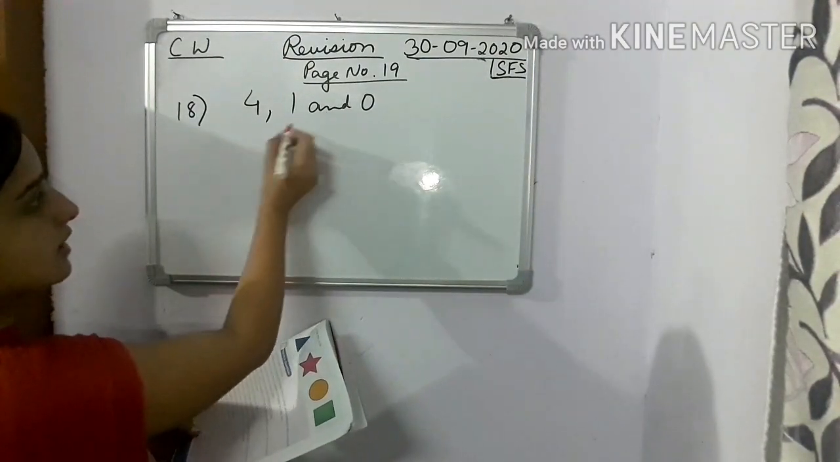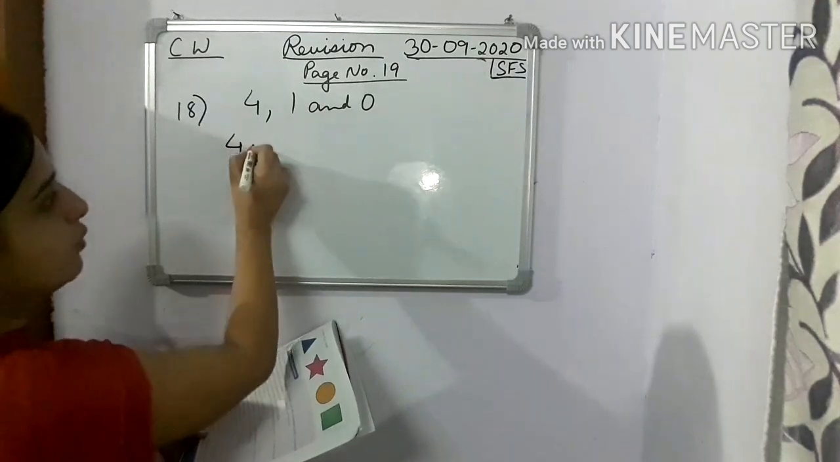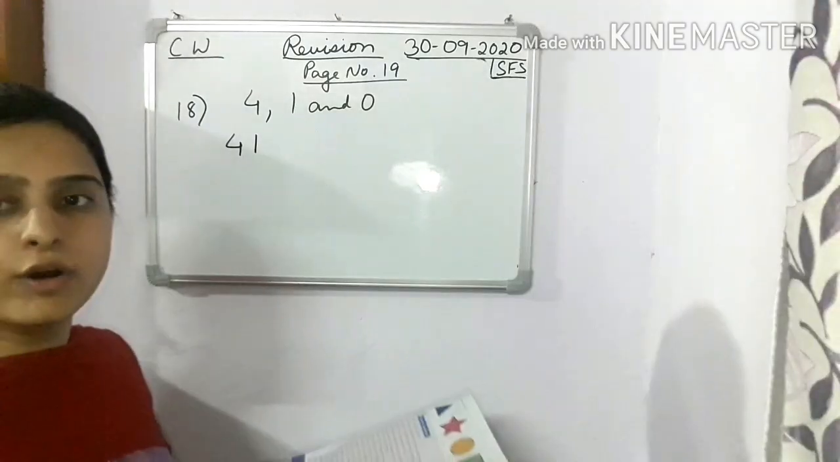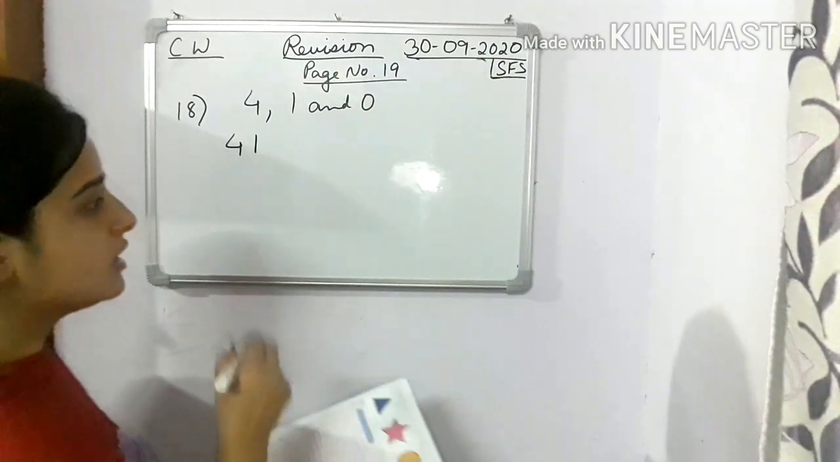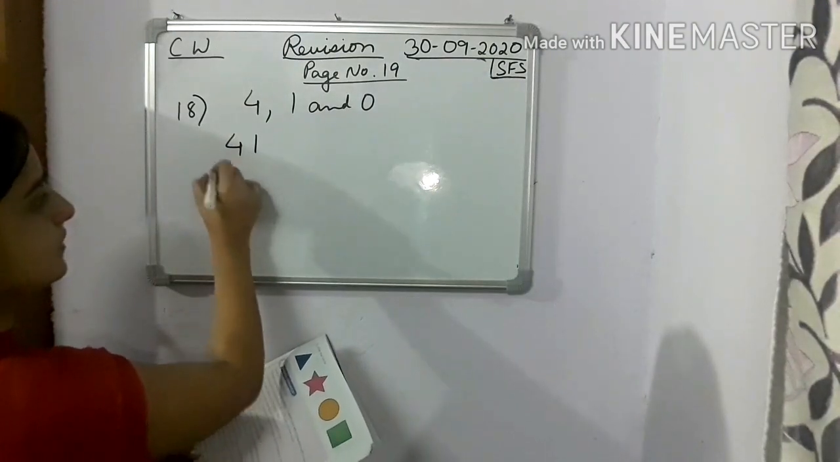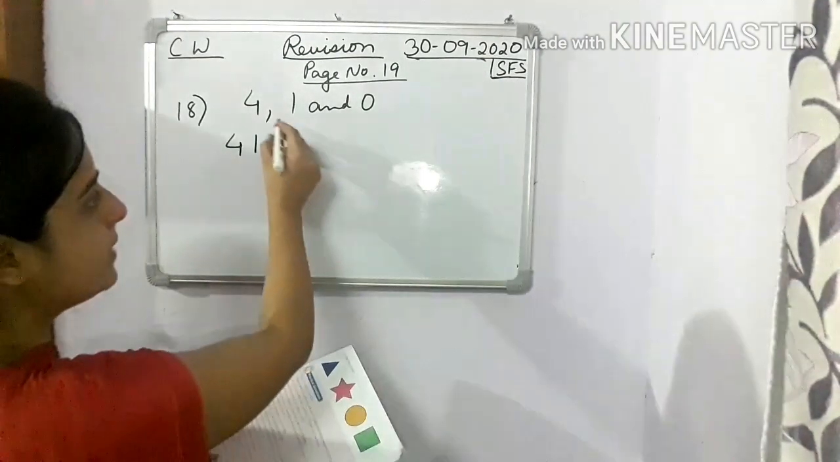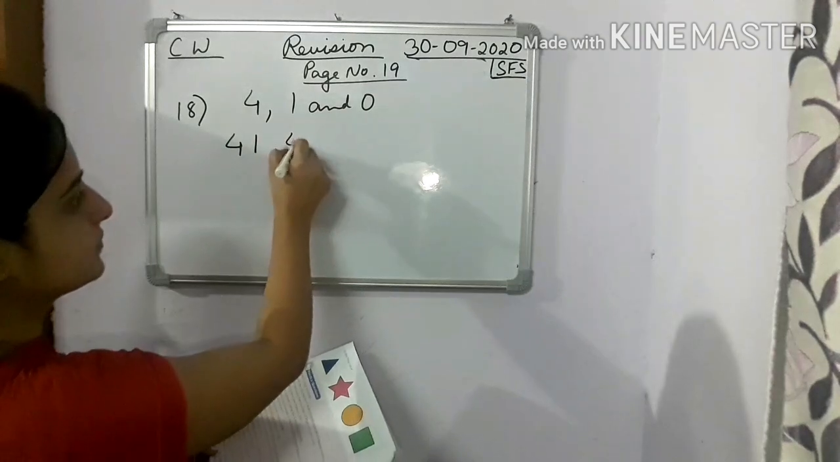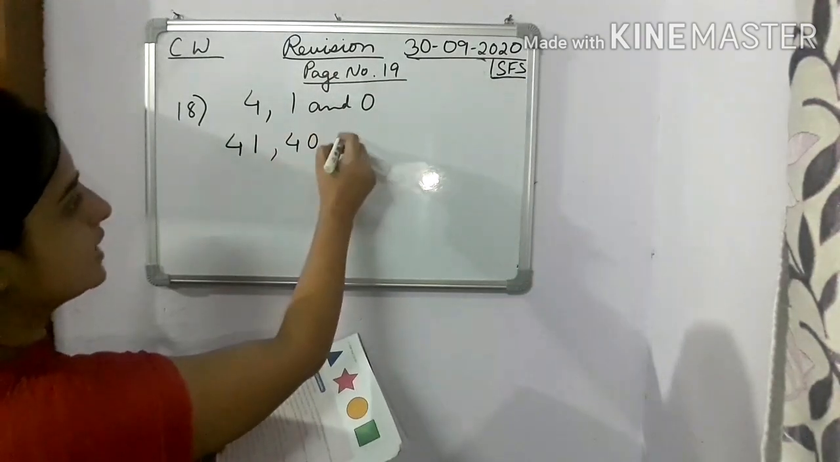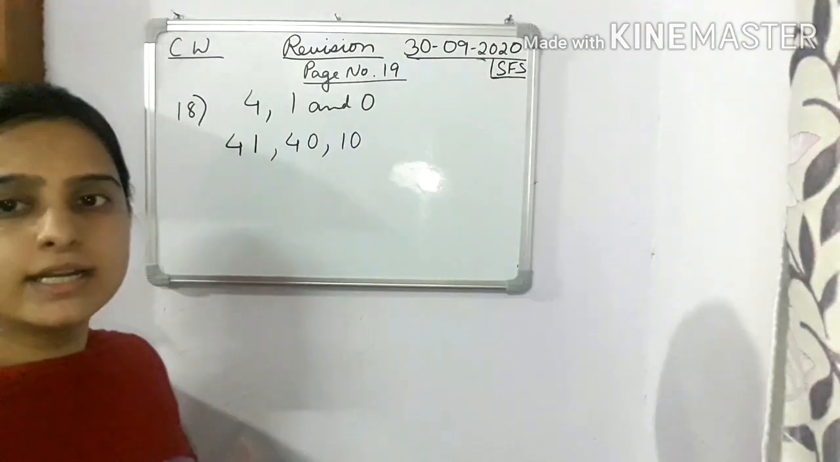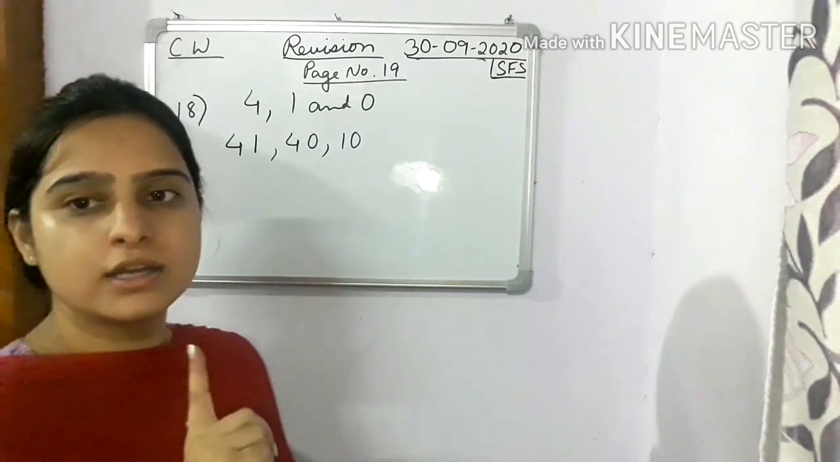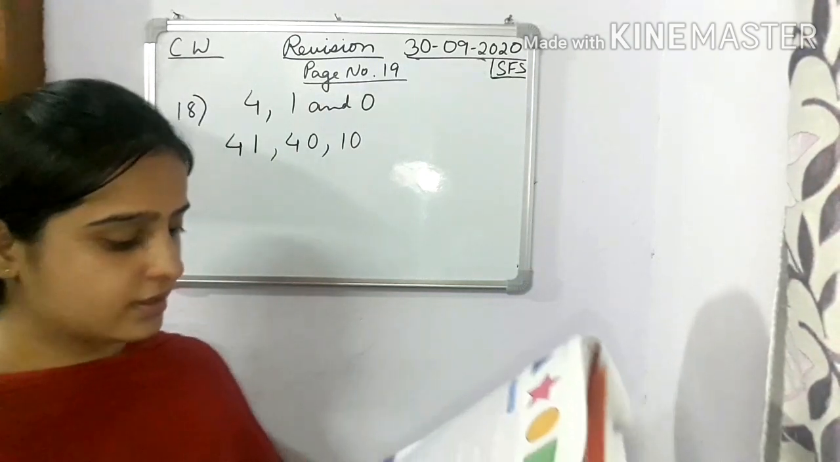So we can take 4 and 1. So we can form 41. Okay? So this is your answer. 41 is the answer. You can also make 40. You can also make 10. Okay, children? Only one two-digit number you have to form.